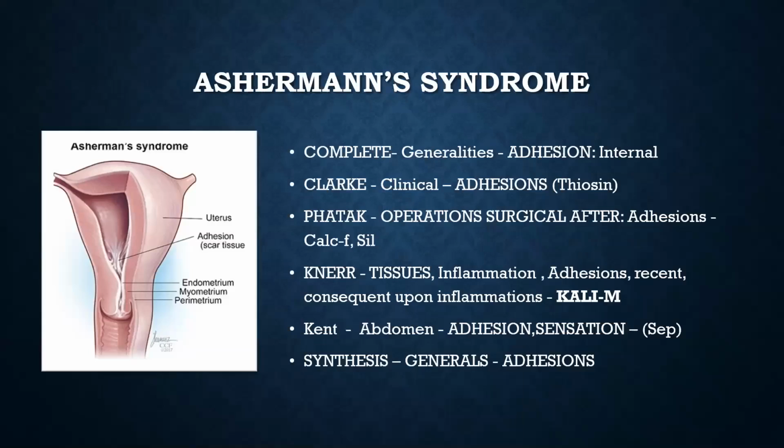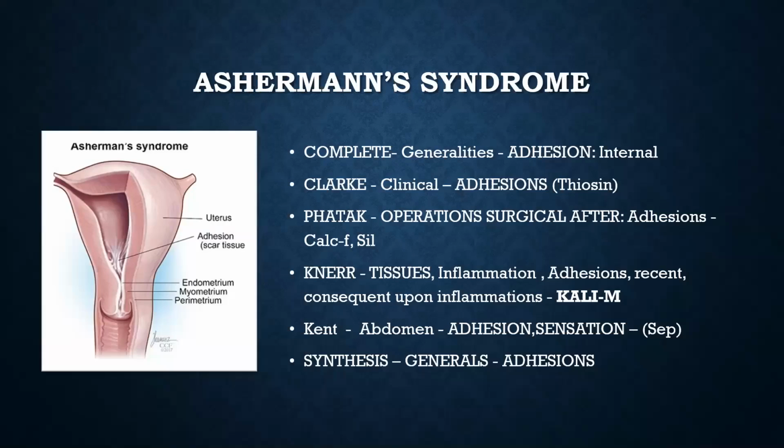So we have Boericke's repertory, adhesions after surgical operations, which goes very well along with Asherman syndrome. In Asherman syndrome, we have already said, dilatation and curettage, afterwards we get adhesion formation. So this particular rubric is very essential for Asherman syndrome, that is Boericke's repertory, operation, surgical, adhesions after. Murphy's repertory, if you go, we get tissues, inflammation, adhesions, recent, consequent upon inflammations.